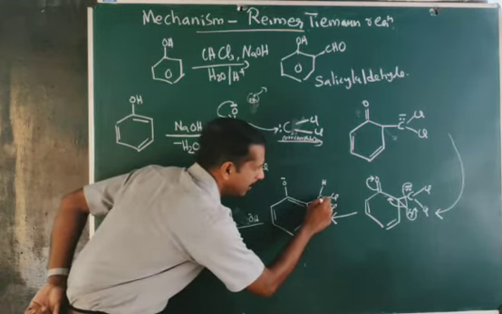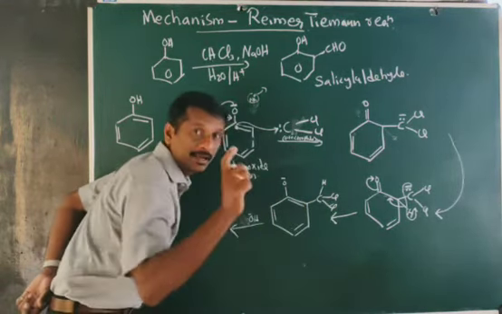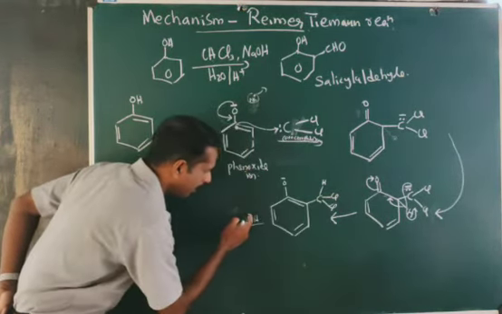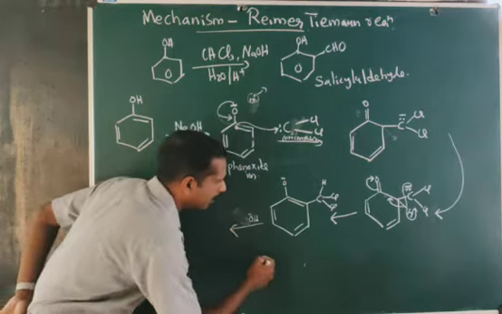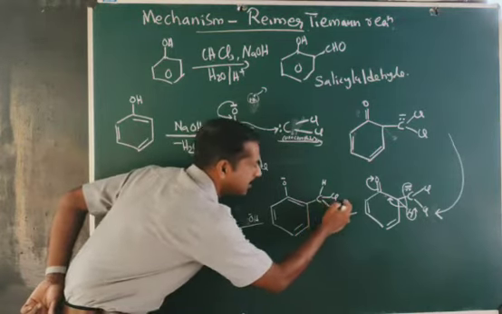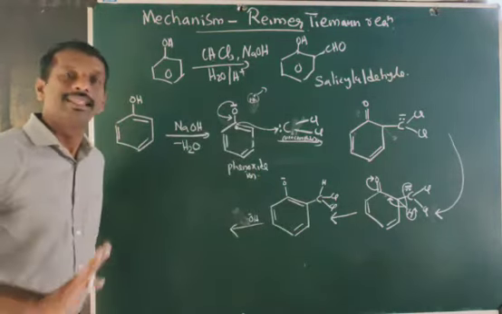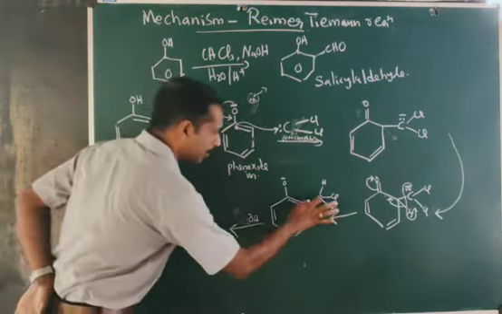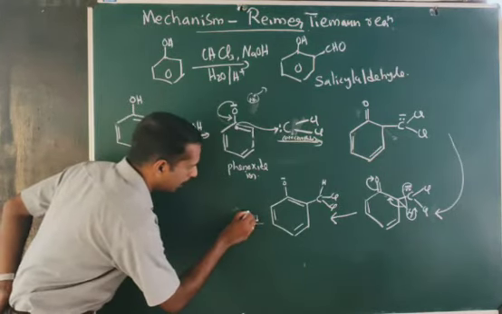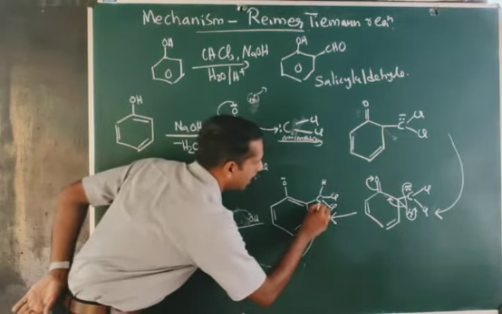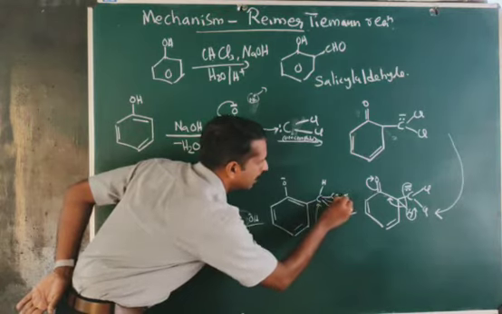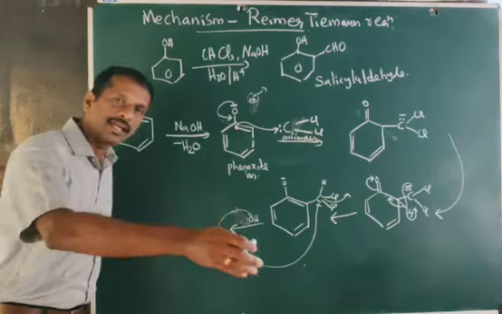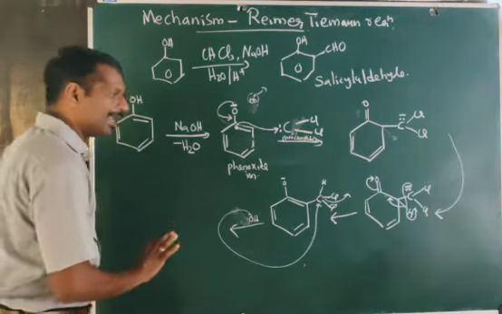The C-Cl bond is a polar bond. This is delta positive and this is delta negative. When this OH is attacking on this carbon, the C-Cl bond will break. That is via SN2. Whether it is SN1 or SN2, the reaction will occur. This OH minus will attack on this carbon, and Cl minus is eliminated, if this reaction is occurring via SN2.